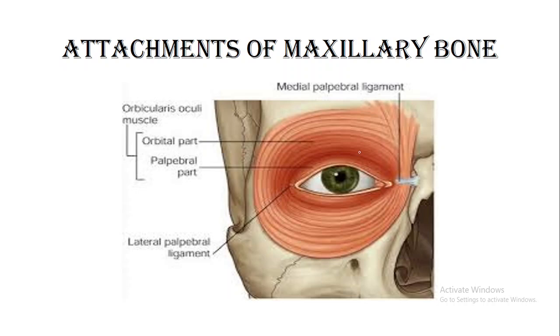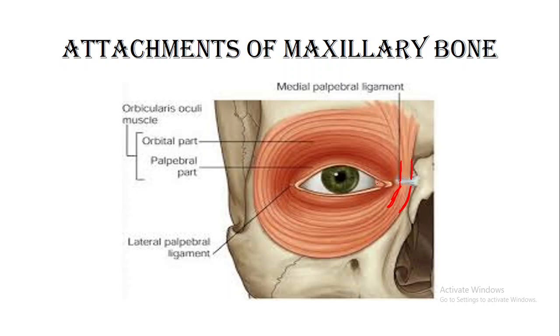So this orbital part originates from frontal process of maxillary bone and nasal part of frontal bone. So two bones which give attachment to orbital part of orbicularis oculi muscle, or which give origin to orbital part of orbicularis oculi muscle, are the frontal process of maxillary bone and the nasal part of frontal bone.